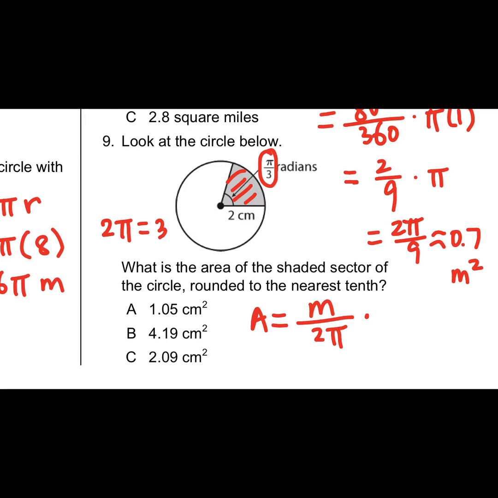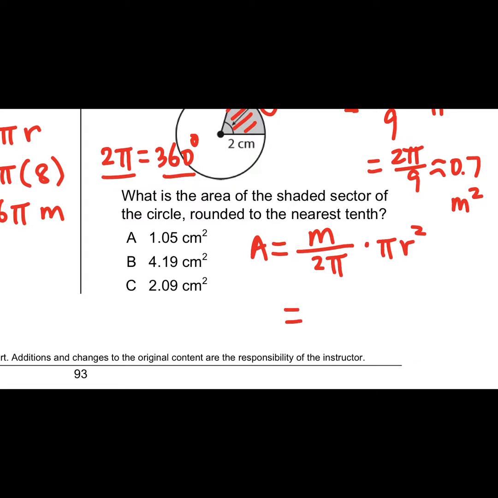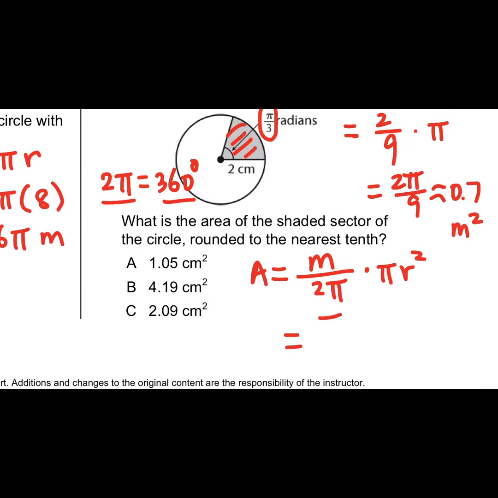So actually, 2 pi is equal to 360. So one is degree and one is radian. And then same thing, pi r squared is the formula for the area. So we're going to substitute the measure of the angle, which is pi over 3.